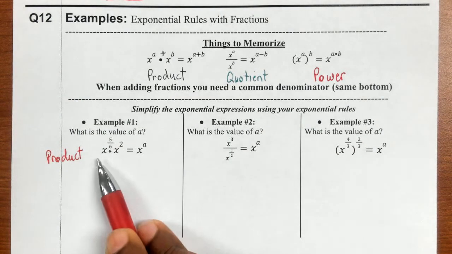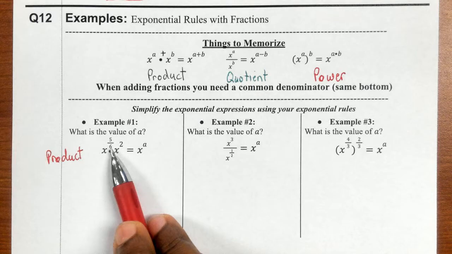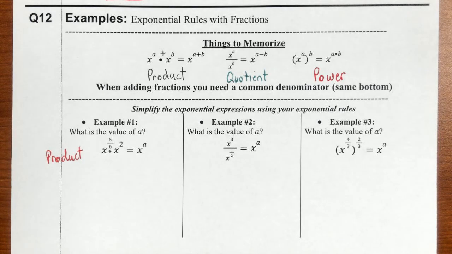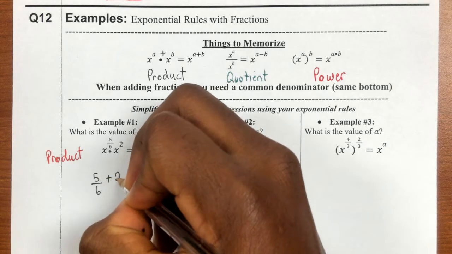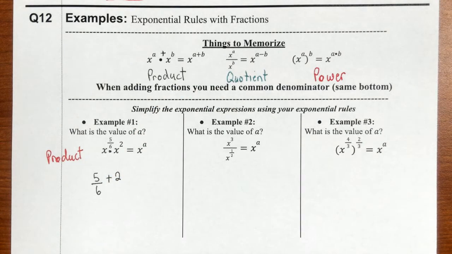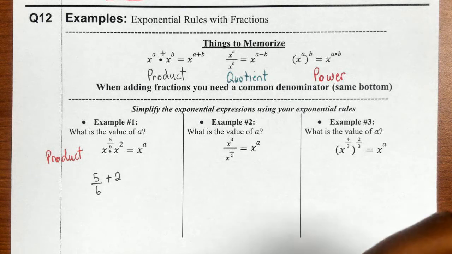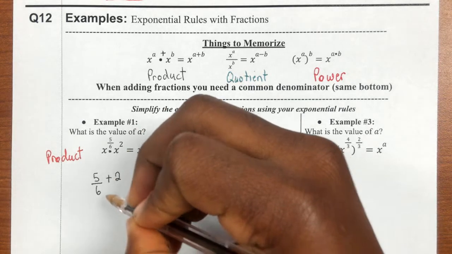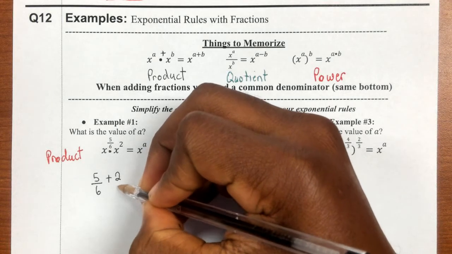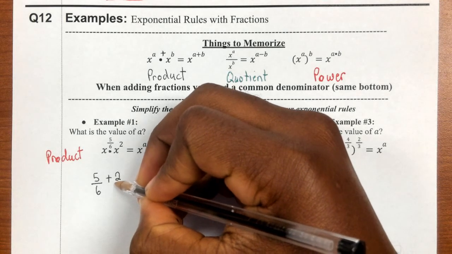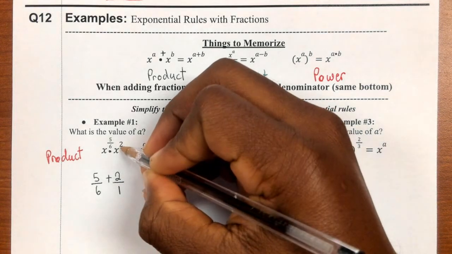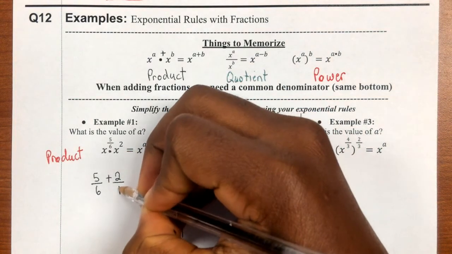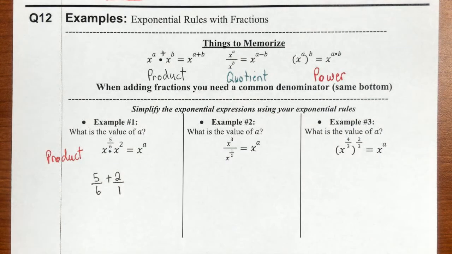Because again, I'm multiplying things that have the same base. So what am I going to do with the exponents? I'm going to add them. A lot of times, persons don't like to add fractions, so let's practice adding fractions. When adding fractions, this is what you're going to do. Firstly, I'm going to write this 2 as a fraction by writing it as 2 over 1. Every whole number has a denominator, which is 1.